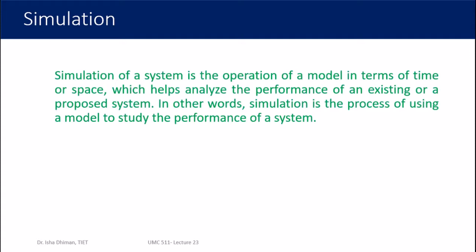A simulator looks like something real. The simulator there looks as if you are driving on a real road, but you are not driving on a real road. You can say it's like a visualization or an animation or an exact replication of the real process, but it's never going to be exactly equal to the real thing. Simulation is similar to a model, but it has an interface where we can visually see things happening over time or space. So it's dynamic in its nature. Simulation of a system is the operation of a model in terms of time or space.